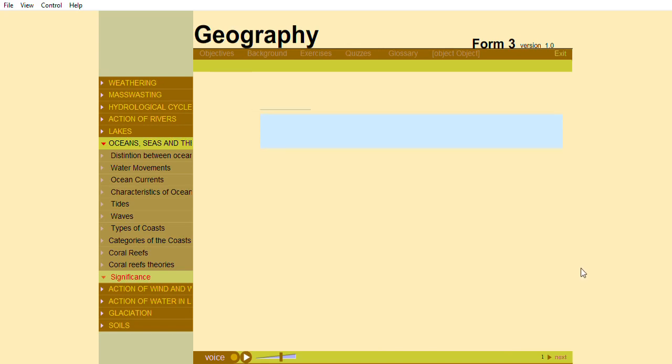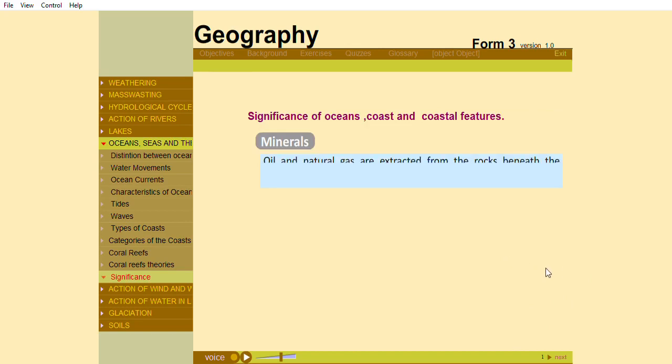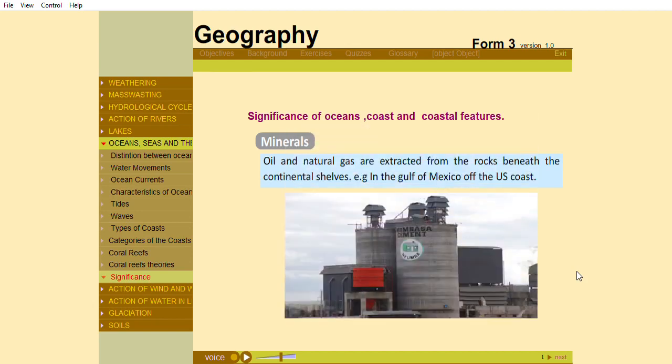Minerals. Oil and natural gas are extracted from the rocks beneath the continental shelves, for example, in the Gulf of Mexico off the U.S. coast. The coral limestone rock provides raw material for the cement factory, for instance, Bamburi in Mombasa at the Kenyan coast.